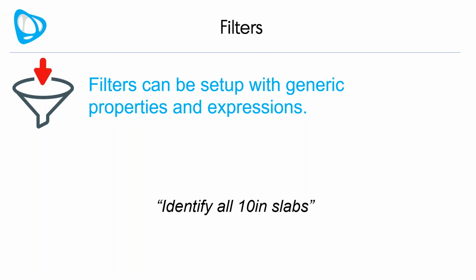One of the building blocks are filters. So Visicon has a pretty powerful filter capability that allows you to set up any generic properties and expression. A simple example that I'm showing here is just to identify all 10-inch slabs. Seems trivial, but you'd be surprised that not many systems can define this across model types or with any expression like you can write in Excel.